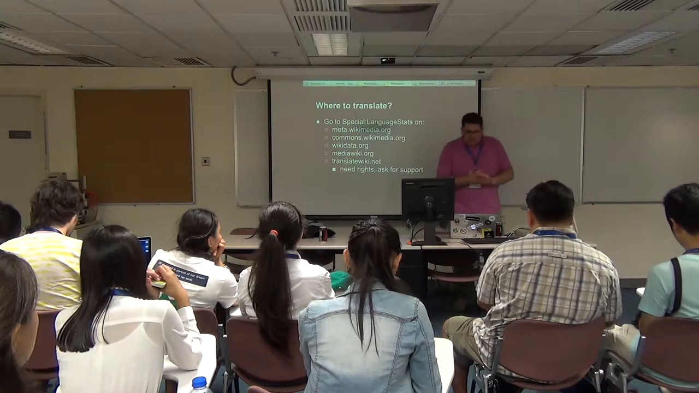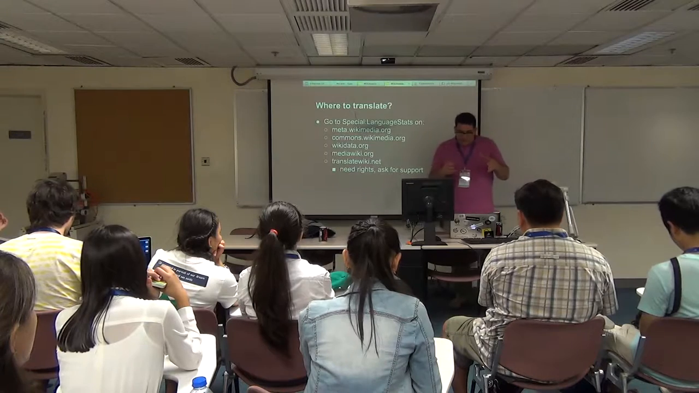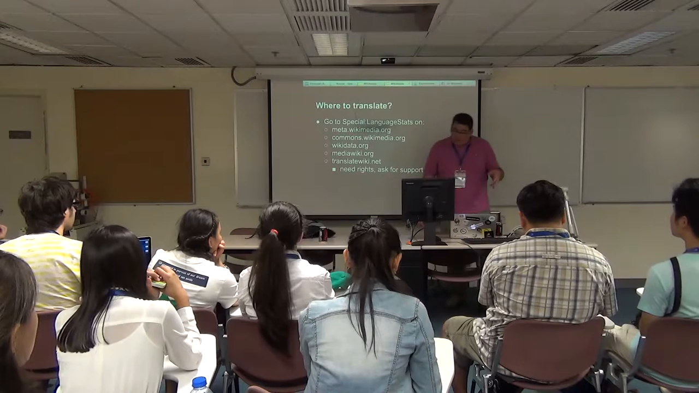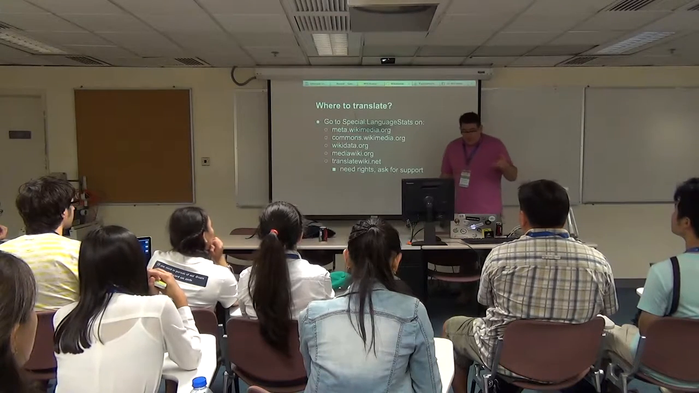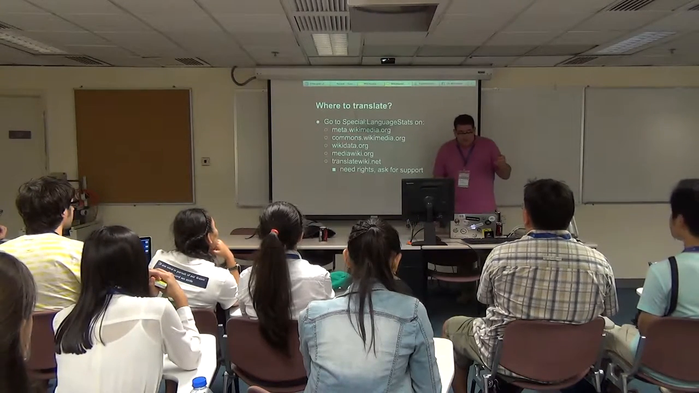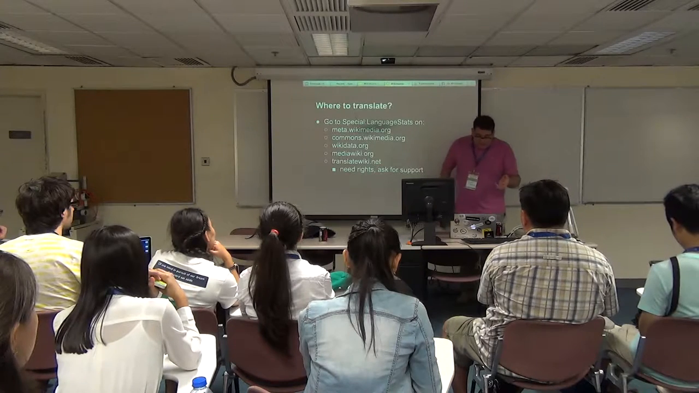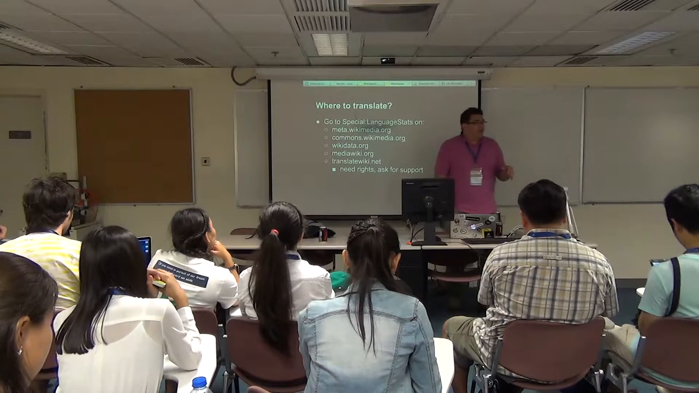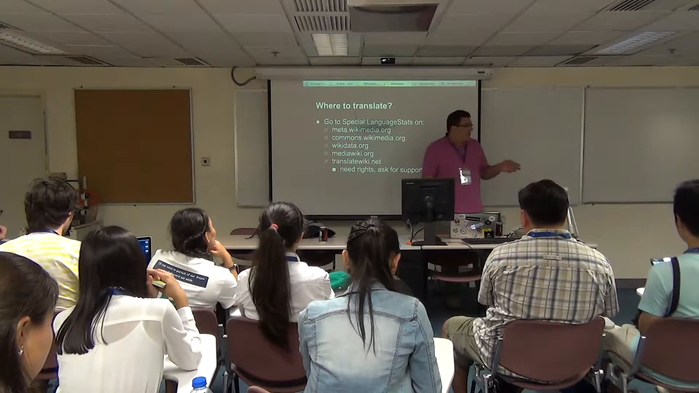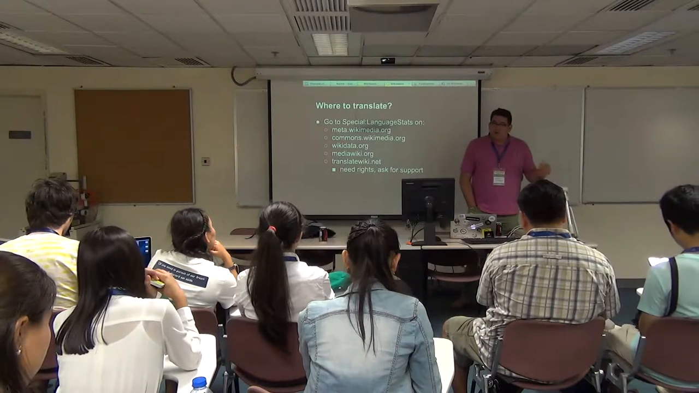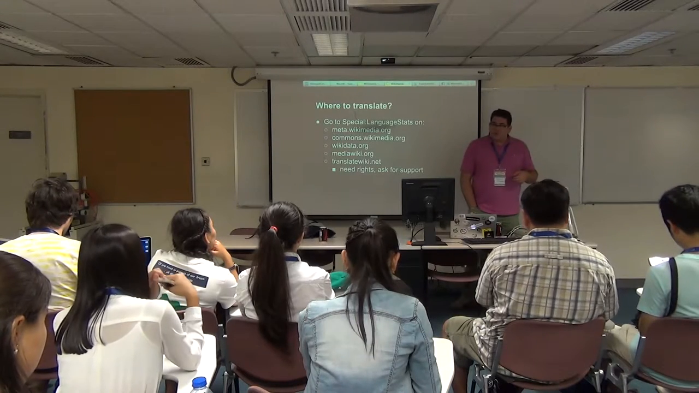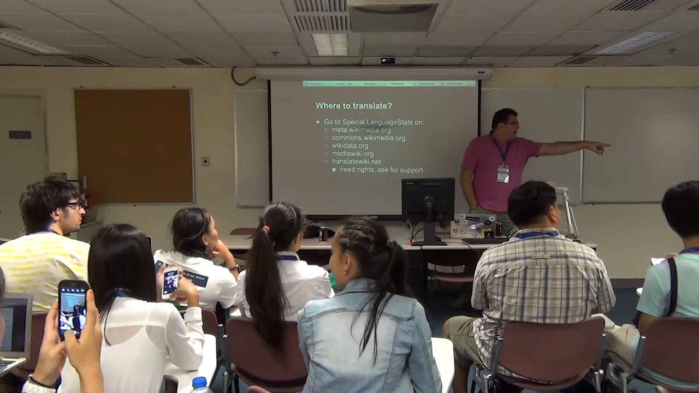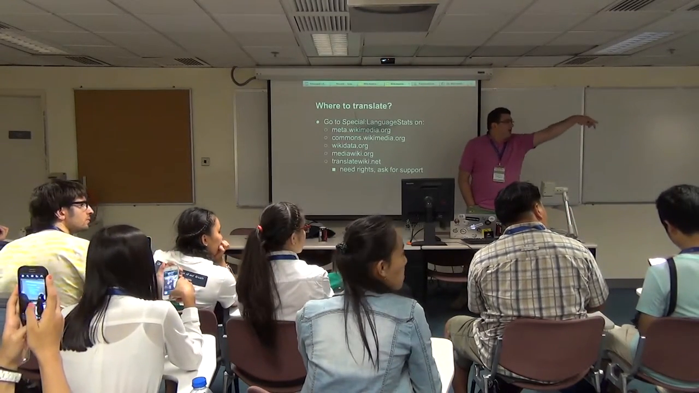Where to translate? Well, you can go to the wiki page Special:LanguageStats, and you can do that on meta.wikimedia.org, on commons, on wikidata.org, on mediawiki.org or translatewiki.net. If you haven't been to translatewiki.net yet, ask one of the people that can help you to go through the account creation process as soon as possible. So who can help you there? I think that's Nicholas. Can you raise your hand? Luna, Amir.